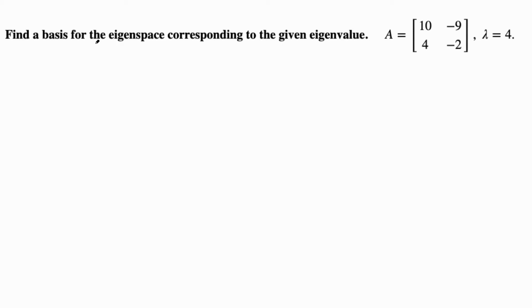Find a basis for the eigenspace corresponding to the given eigenvalue. So lambda equals 4 is an eigenvalue of this matrix A. And based on this eigenvalue, we need to find a basis for the eigenspace. So that is the same as saying eigenvector. Okay, and how do we find this?